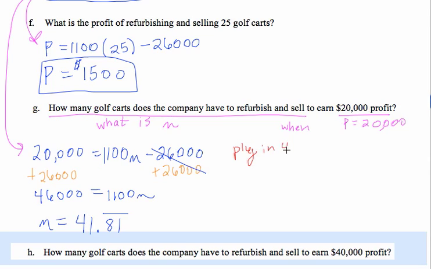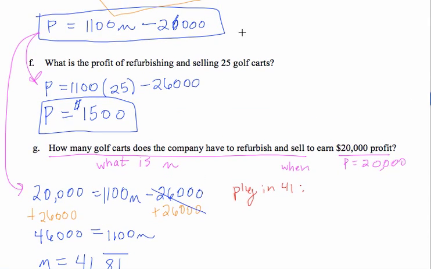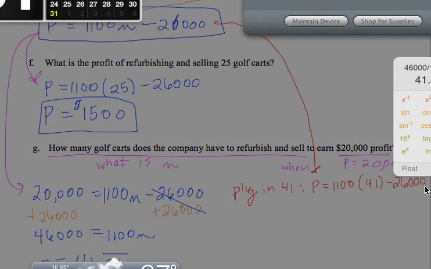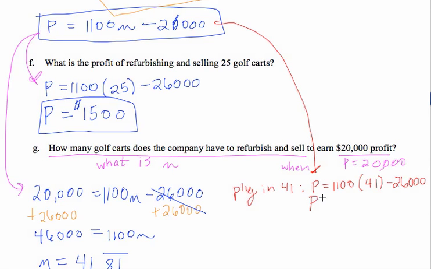If you're not sure, let's just plug it in to check. Let's plug in 41 into the profit equation up here. I think it's going to give us slightly under $20,000. So P equals 1100 times 41 minus 26,000. Let's see what that is. 1100 times 41 minus 26,000 is $19,100.